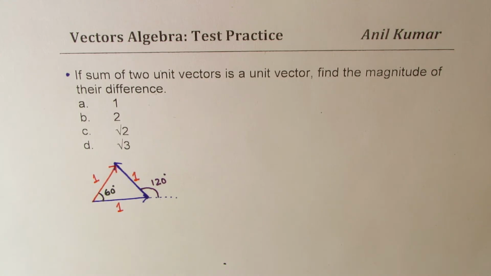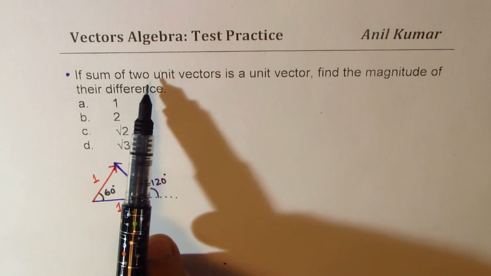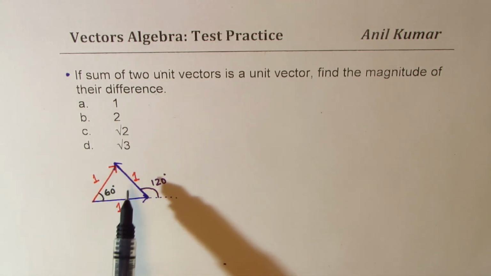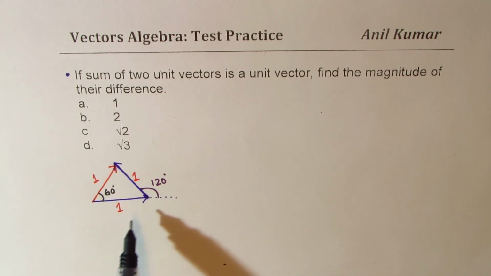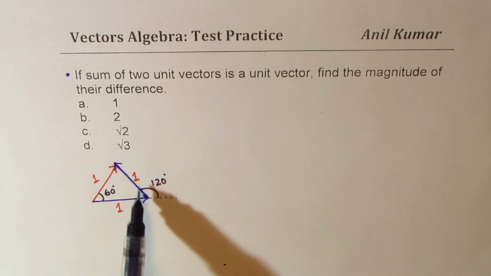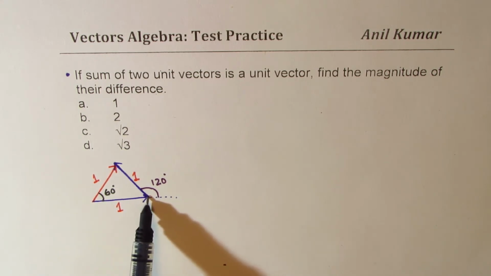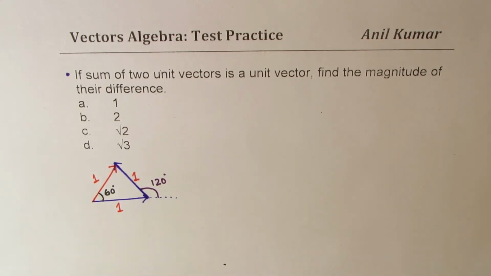So you're familiar with the equilateral triangle with one unit as the length. That forms the first part: the sum of two unit vectors is a unit vector. You do get the sum of two unit vectors as a unit vector if the angle between the two vectors is 120 degrees. Do not write 60, right? So the angle between the two vectors is 120 degrees.